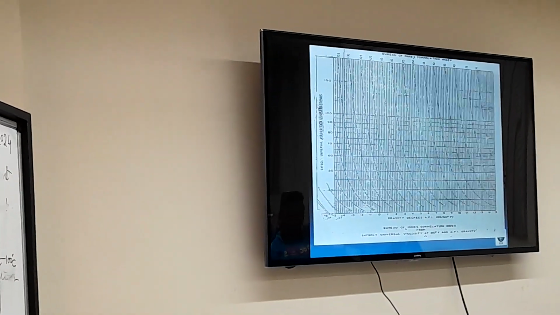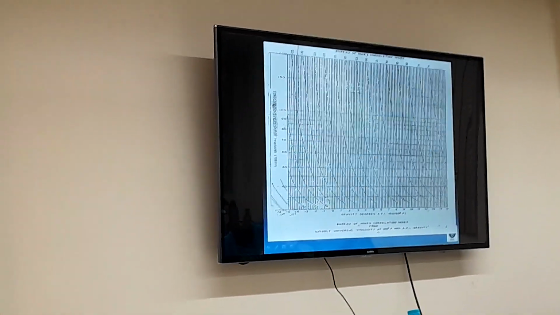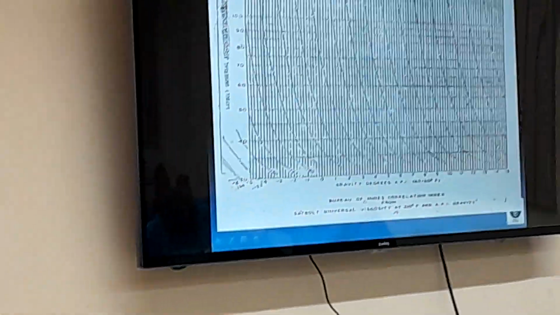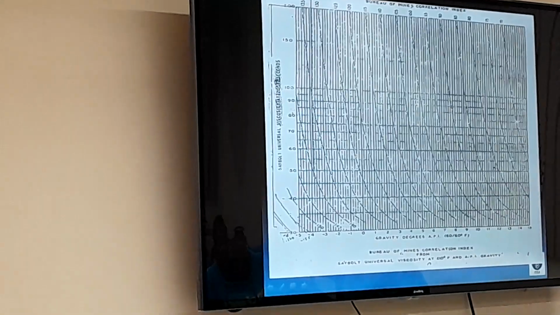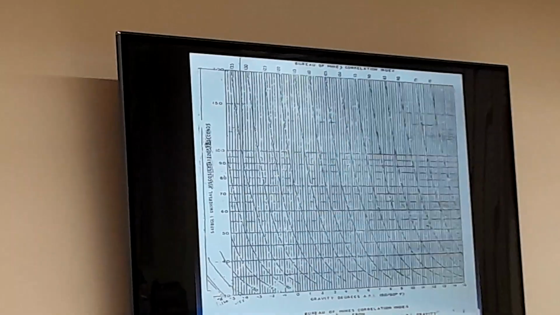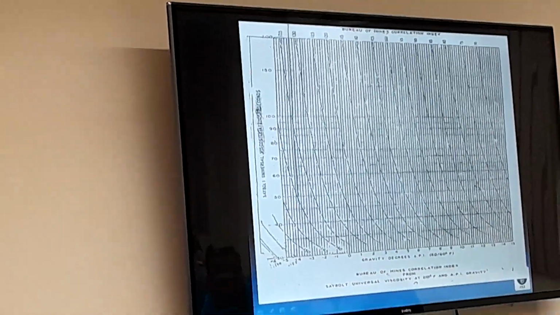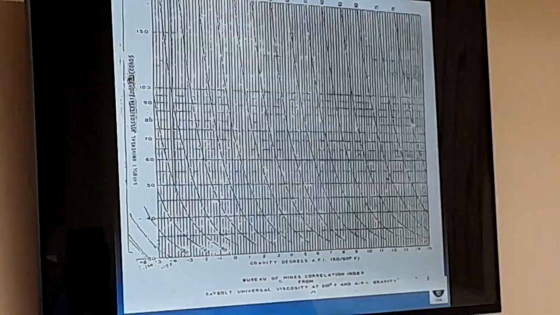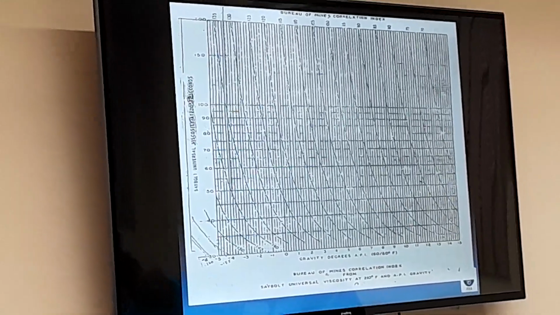You can derive API, and this is the graph. Suppose your API is 12, correct? And your SUS viscosity is 70. Here this is 12. Here this is 70. Where this line will touch, you note down, this is the VGC. Clear? We get what? VGC, the Bureau of Mines Correlation Index, and you find out the base of the crude oil.